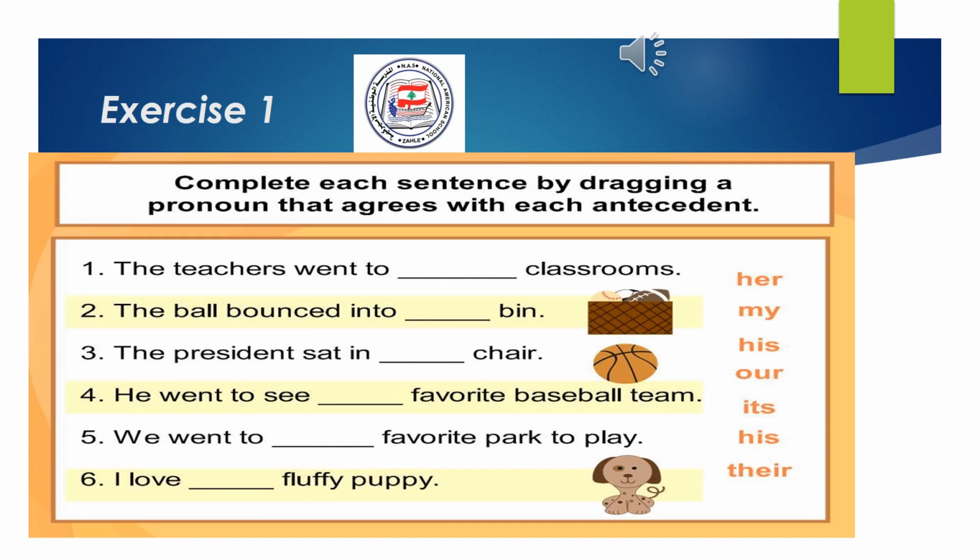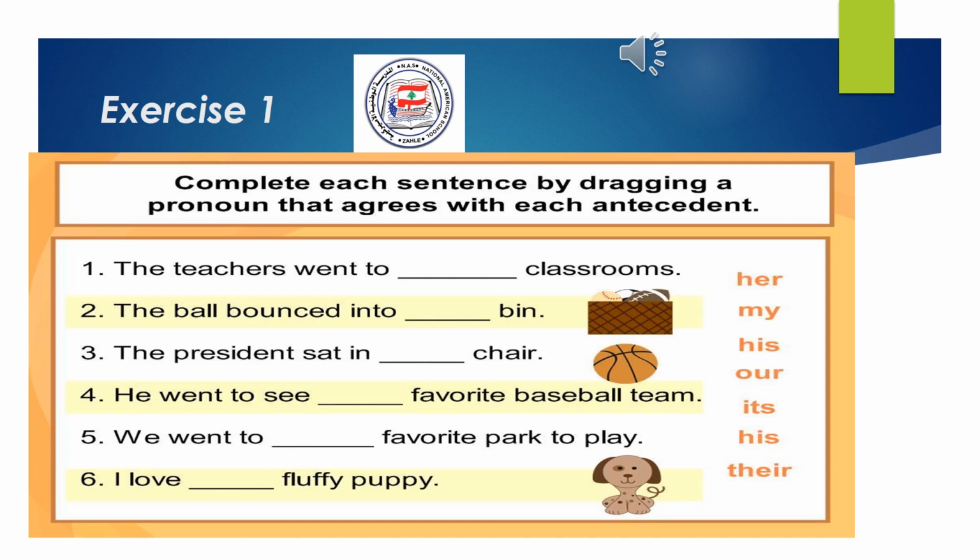Let's do some practice. Exercise 1. Complete each sentence by dragging a pronoun that agrees with its antecedent. The pronouns are found on the right. 1. The teachers went to their classrooms. Their is the pronoun that agrees with the antecedent, the teachers. 2. The ball bounced into its bin. Its is the pronoun that agrees with the antecedent, ball.